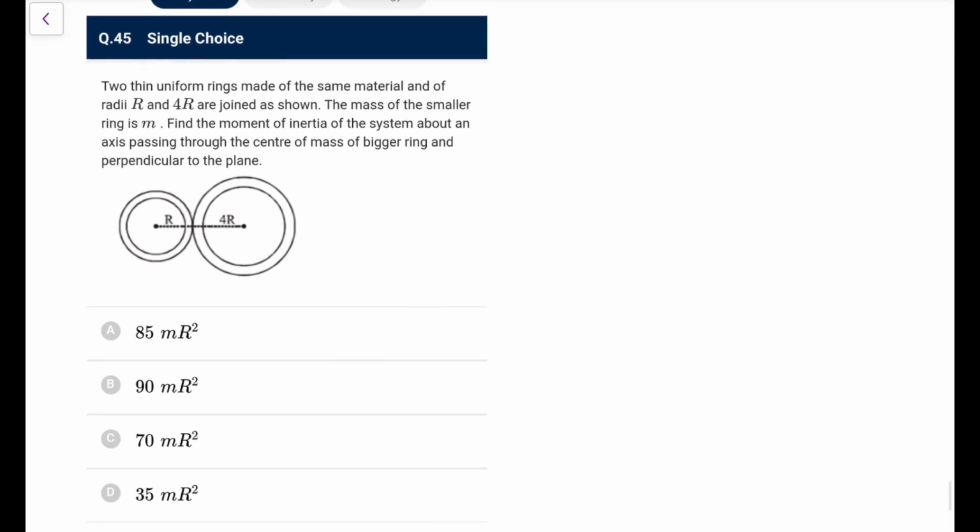Next one. Two thin uniform rings made of the same material radii r are 4 are joined as shown. The mass of the smaller is small m. Okay, same material, and if you have this is the same thing, this is m, this is going to be 4m. Of the system about an axis passing through the CM of the bigger ring and perpendicular. So about this it would be 4m into 4r whole square, and this would be about its own axis is mr square, plus if I have to shift it by 5r.